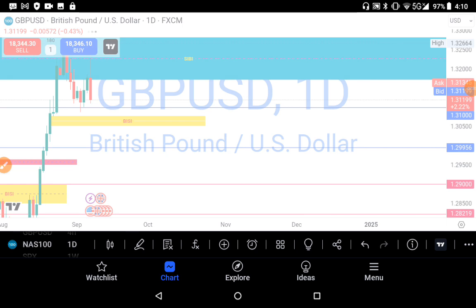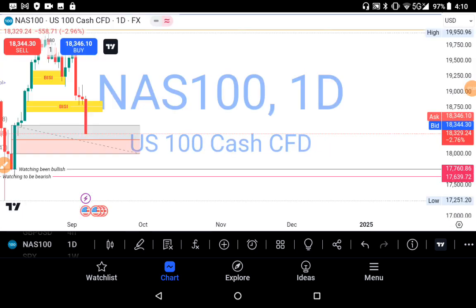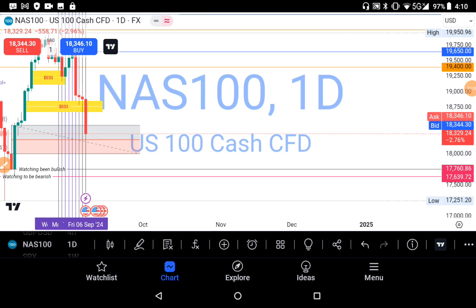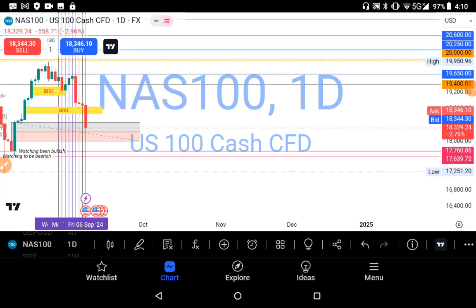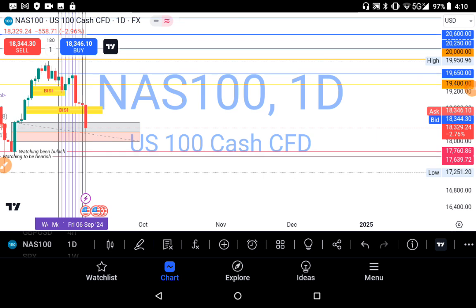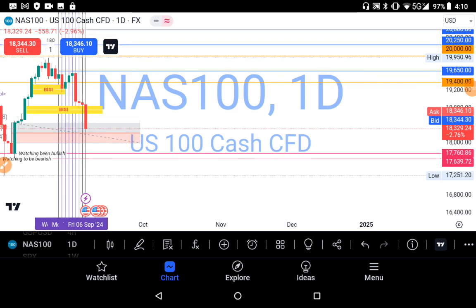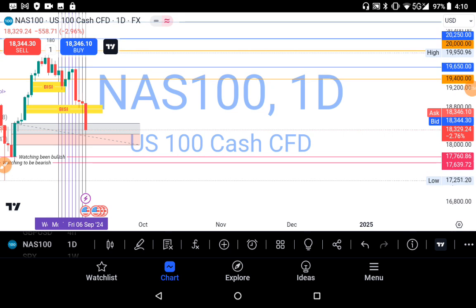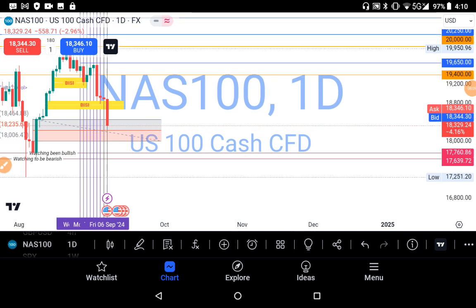Then to our Nasdaq. Last week, I was expecting a movement between 19,400 and 20,000. So 19,400 was delivered, but the market drops from 19,400, unable to see the level of 20,000 being delivered.